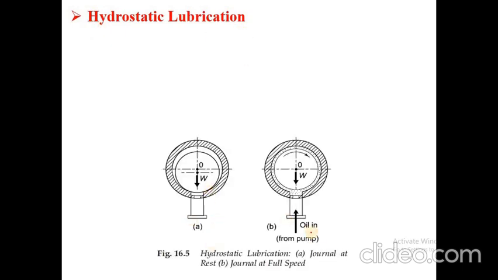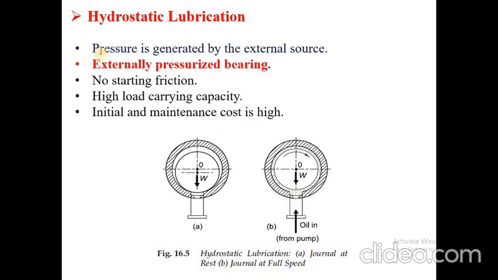Next we have to discuss hydrostatic lubrication. Here is the diagram of hydrostatic lubrication. Diagram A shows you the rest position and diagram B shows you the journal at full speed. Now, in case of hydrodynamic, we have discussed that pressure is generated by the system itself, whereas in this case, pressure is generated by an external source. And hence it is called externally pressurized bearing. We'll see how. Initially, journal is at rest position. So there is a contact between journal and the bush, and W is the load acting on it.